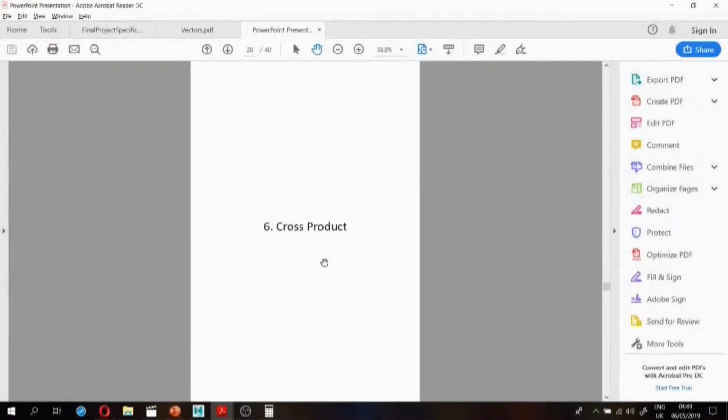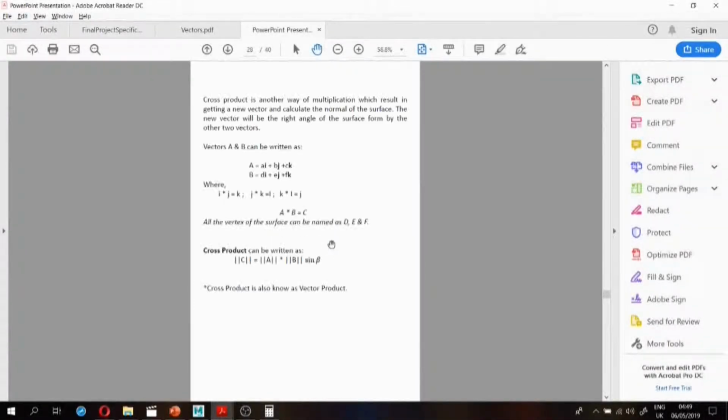So the next one is the cross product, how to get the cross product. The cross product is another way of multiplication which results in a new vector and calculates the normal of the surface. The new vector will be exactly at a right angle to the surface formed by the two vectors.